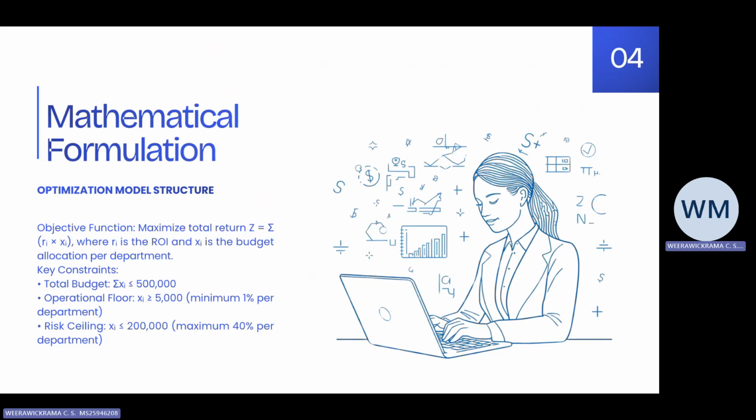Third, we apply a risk ceiling. No department can receive more than 200,000, or 40% of the total budget. That prevents over-investment in a single area and helps manage risk. By combining the objective function with these constraints, we create a balanced and realistic model. It allows us to maximize return while ensuring stability, fairness, and risk control.